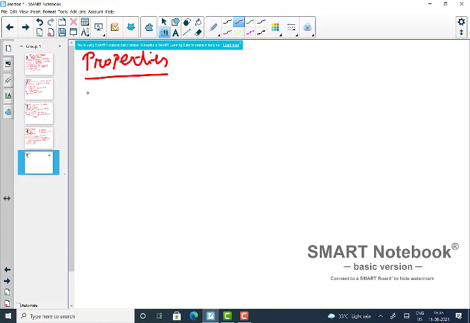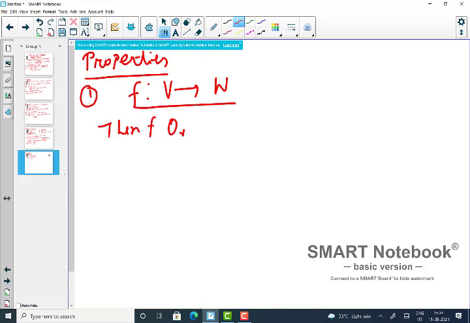The first basic property one should always remember is that the image of the zero vector will always be zero. What does that mean? If you have a linear map from V to W, then the zero vector of V maps to the zero vector of W. Remember, when we are not writing V and W, we should always assume this is a vector of V and this is a vector of W. In general we just write f of 0 equals 0 without making any ambiguity, but it is actually the zero vector of V and the zero vector of W.